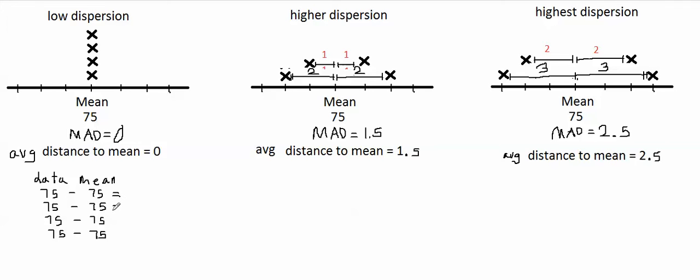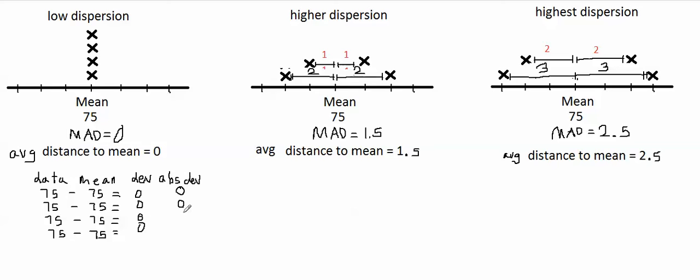When you subtract each data value by the mean, the answers are called deviations. To get the MAD, you have to go one step further and create a column of absolute deviations. So, if the deviations are all 0, then the absolute deviations are also 0, because the absolute value of 0 is 0.